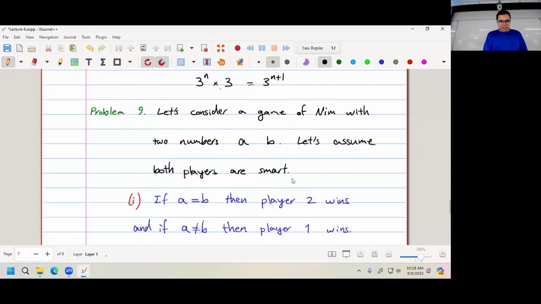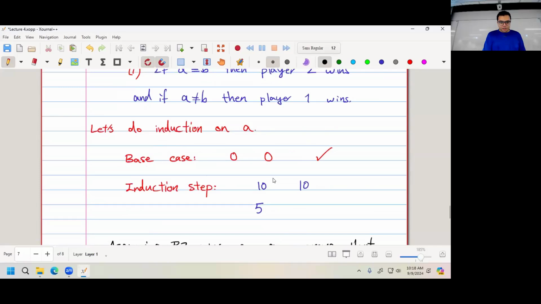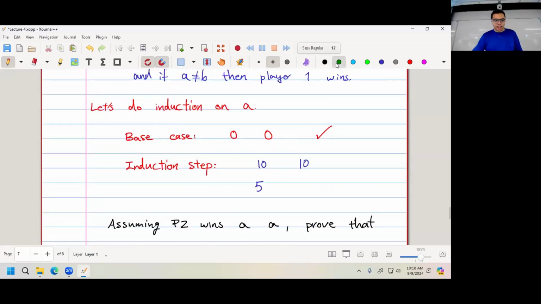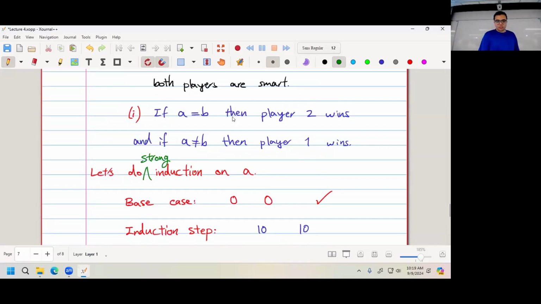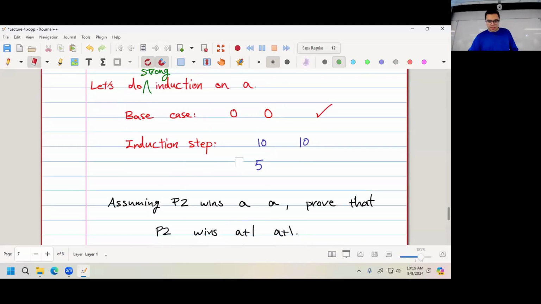Okay, so let's solve this problem 9 using strong induction now. So we're going back, and I'm saying, let's do strong induction on A. So my base case is when A is 0. And again, remember what I want to prove is only the first part. I want to prove that if A is equal to B, then player 2 wins. So the numbers that I have are A, A. Okay. My base case, when n is 0, 0, 0, player 2 wins. We check that, we're happy with that. Now let's do the induction step.